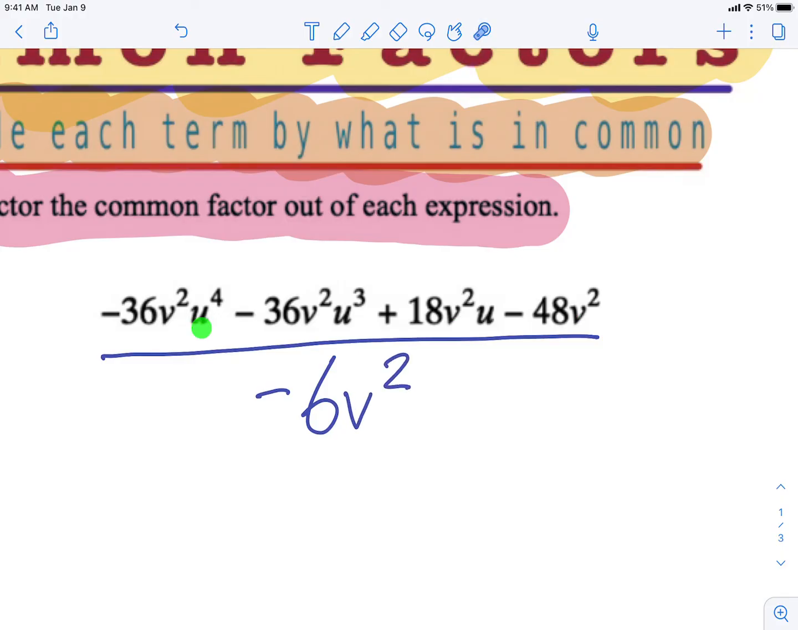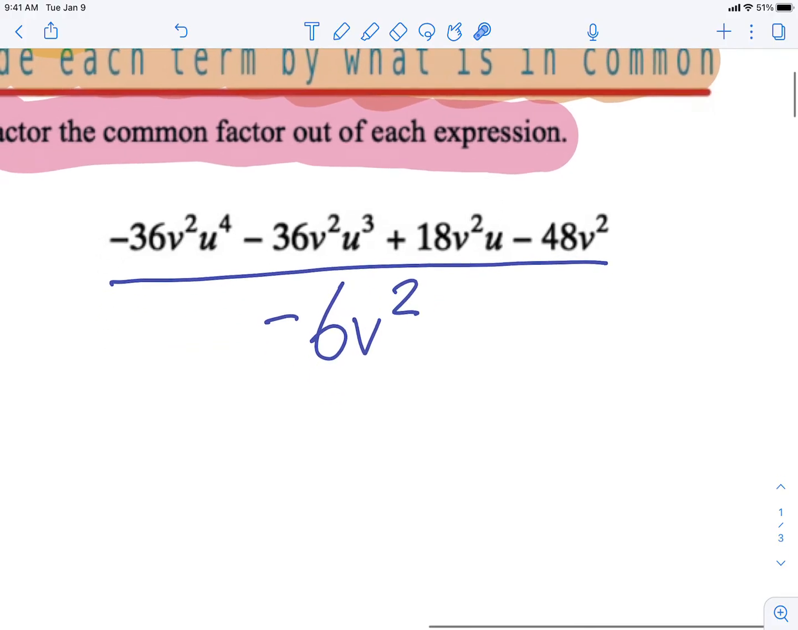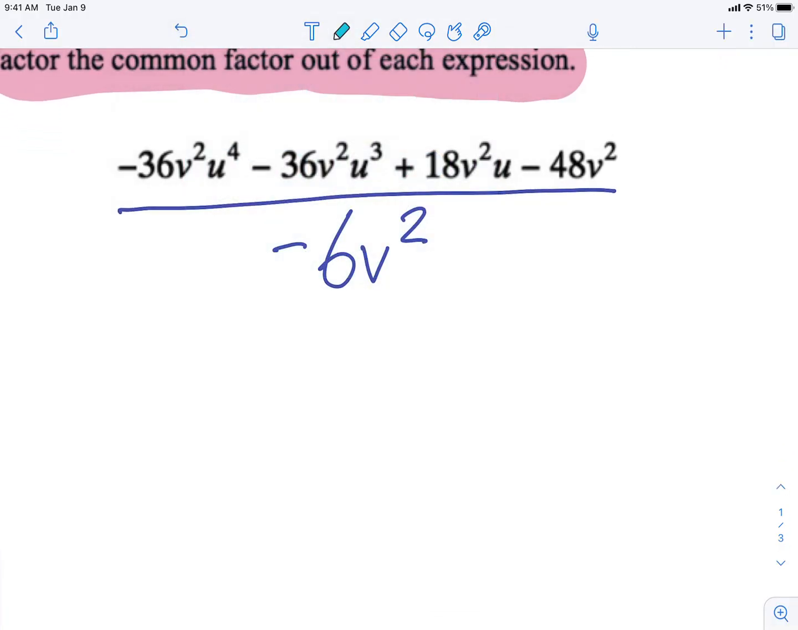Now let's look at U. Okay, I got U there, I got U there, I got U there, but I don't have U, so I can't take out U. Remember, it's common. They all have to have that particular thing in common, right? So now let's start dividing. Negative 36 divided by negative 6 equals 6. Negative divided by negative is a positive, right?